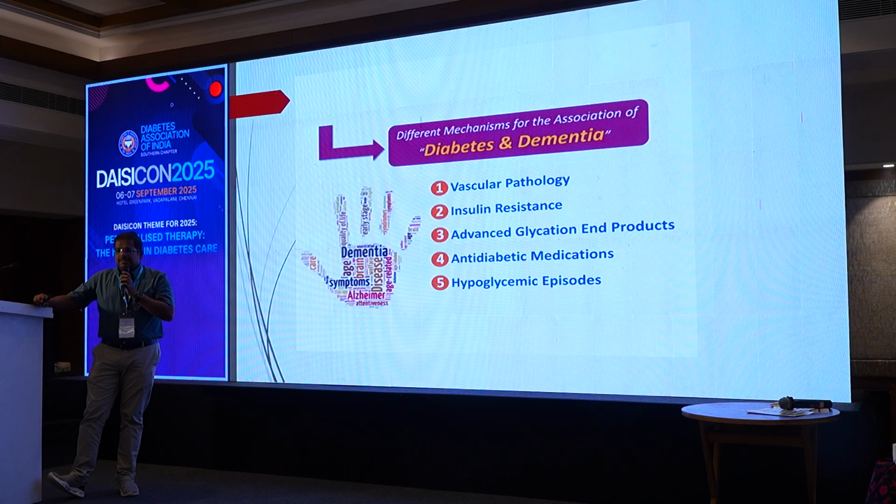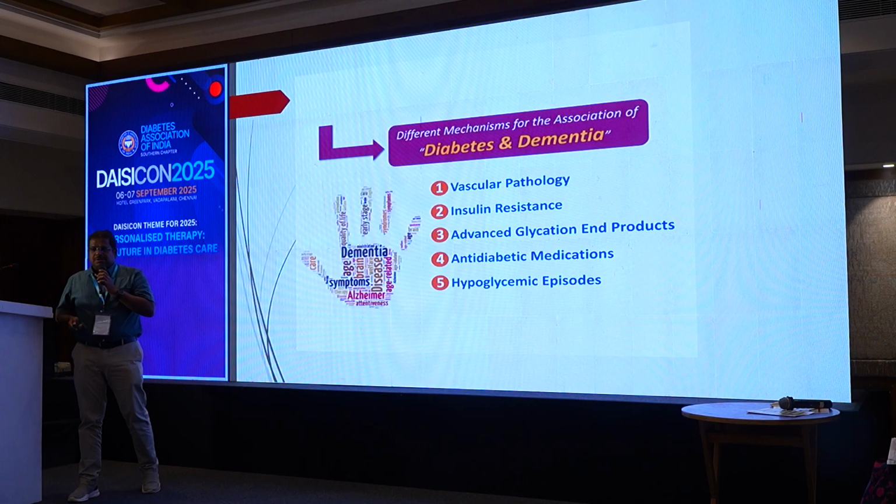We already saw that vascular pathology, insulin resistance, advanced glycation end products, and anti-diabetic medications causing recurrent hypoglycemia also lead to the development of dementia. Recurrent hypoglycemic episodes are definitely one of the risk factors for increased risk of dementia. So it has to be avoided in elderly or at-risk patients.